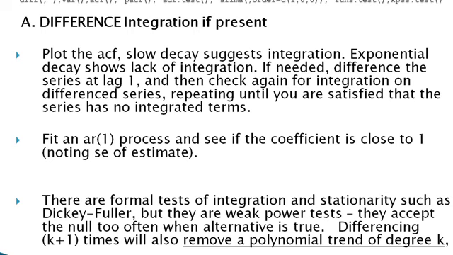We can also try fitting an AR1 process and see if the coefficient of the AR1 is close to 1, bearing in mind the standard errors on the estimates of the AR1 coefficient. And there are also formal tests that we can do for integration and stationarity called the Dickey-Fuller tests, KPSS tests, and runs tests. If we find that after differencing once, which is justified, the series is still non-stationary, we can try differencing several times. Something to bear in mind though is that you can over-difference a series. But one of the benefits of differencing is that differencing, say, k plus 1 times will remove a polynomial trend of degree k.